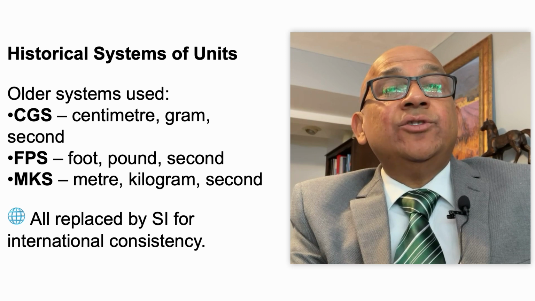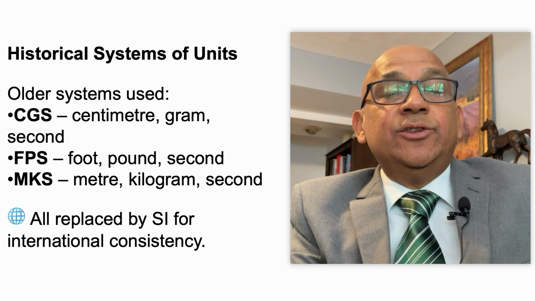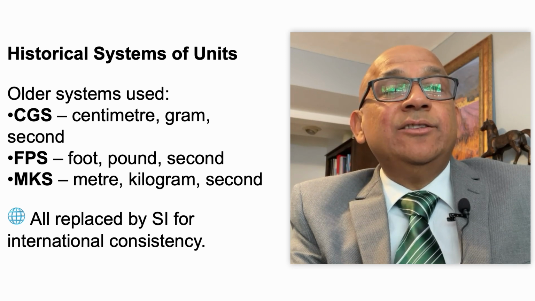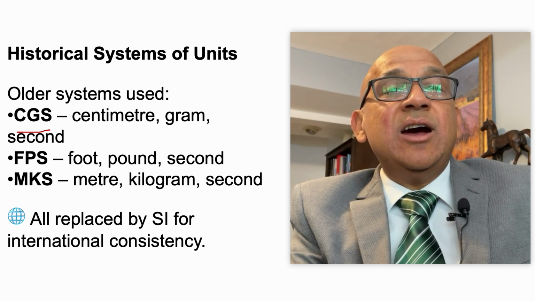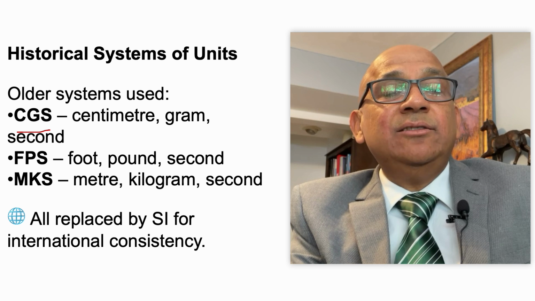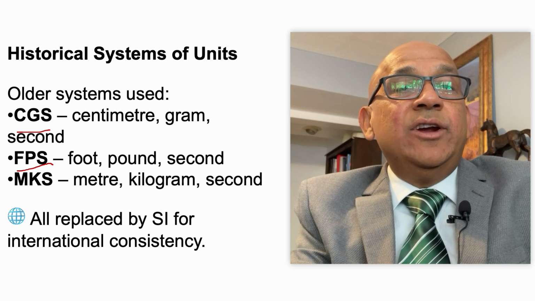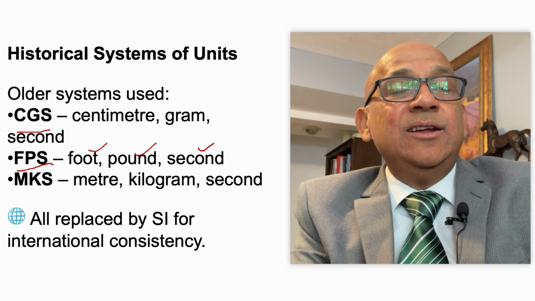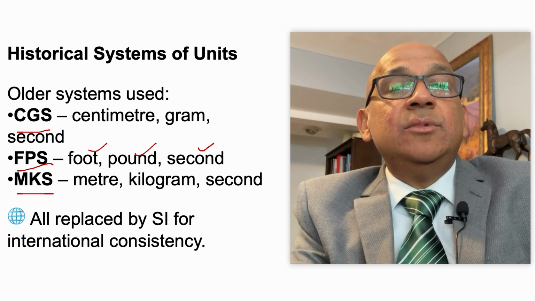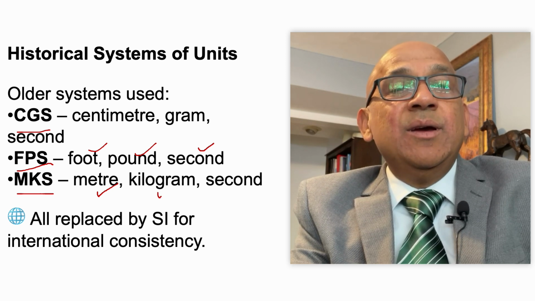So, let us look into the historical systems which were used for units. There are three such systems. The first one is called the CGS system, which represents centimeter, gram and second. And then there was a system called the foot-pound-second system, where the length is measured in foot, weight is measured in pound and time is in seconds. And then came the MKS system, where the length is measured in meters, mass in kilograms and time in seconds.